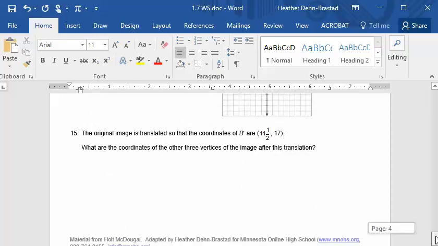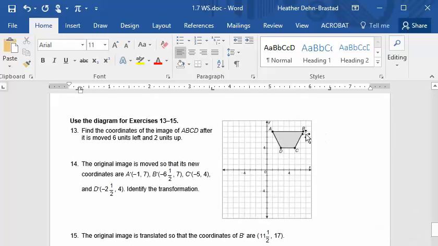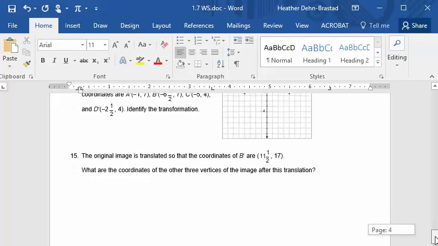And then number 15 again has to do with the same picture above, but only coordinate b. So they have the original b is right here, and then this happened to it, and then you have to say what was the translation. Did it go up, down, left, right? It is a translation, it says, so you have to say how many units did it go up, down, left, or right, or you can write the rule.